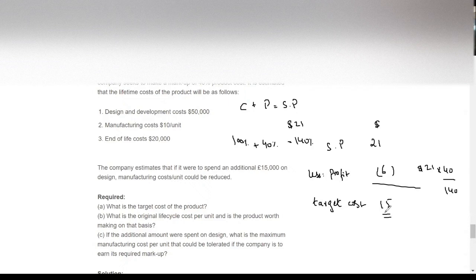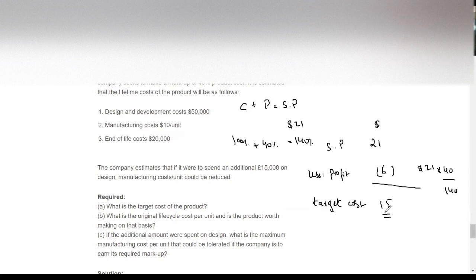It then goes on to say: what is the original life cycle cost per unit, and is the product worth making on that basis? As we said earlier, to calculate the life cycle cost per unit, we take all the costs which are supposed to be incurred throughout the life cycle and divide it by the expected number of units over the entire life. We will get the cost per unit, which, if you go to the steps of target costing, would act as an estimated cost. And if that estimated cost is more compared with the target cost, then going on and making the same product would reduce our profitability.